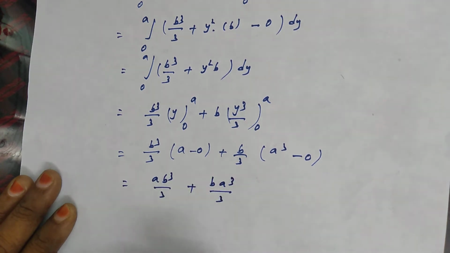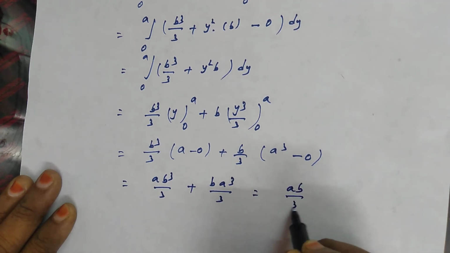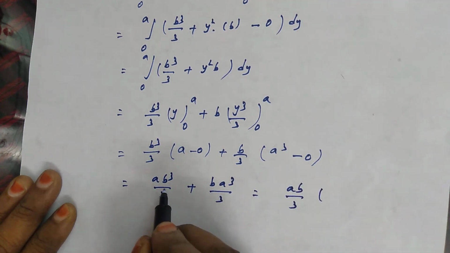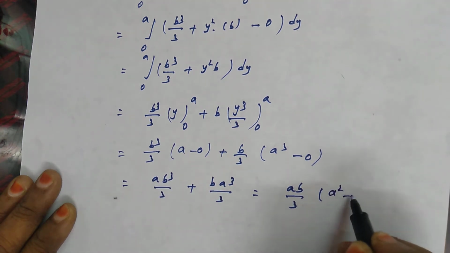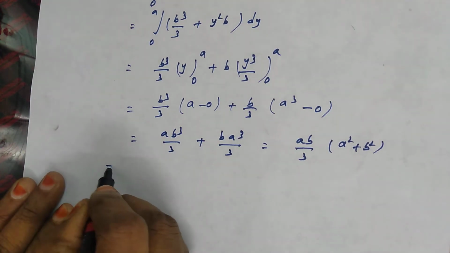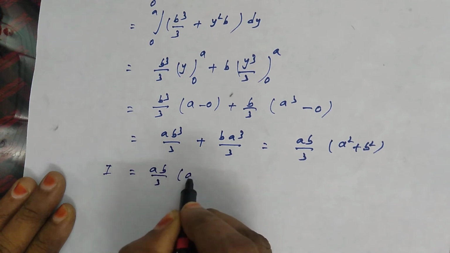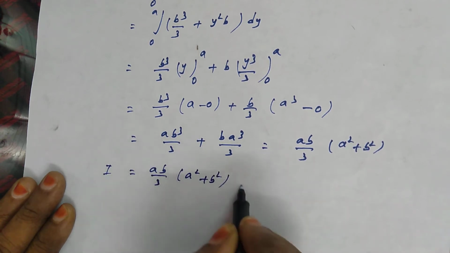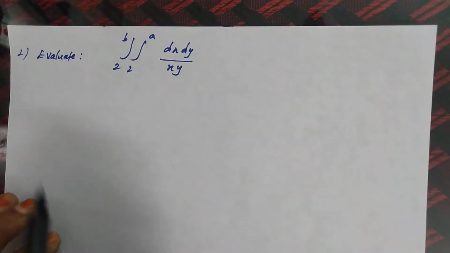In both terms we can commonly take ab by 3 outside. So here we get only b square and here we get a square. So we can write this as a square plus b square. So our answer is I is equal to ab by 3 into a square plus b square. This is the answer for the first question. Look at the next question.